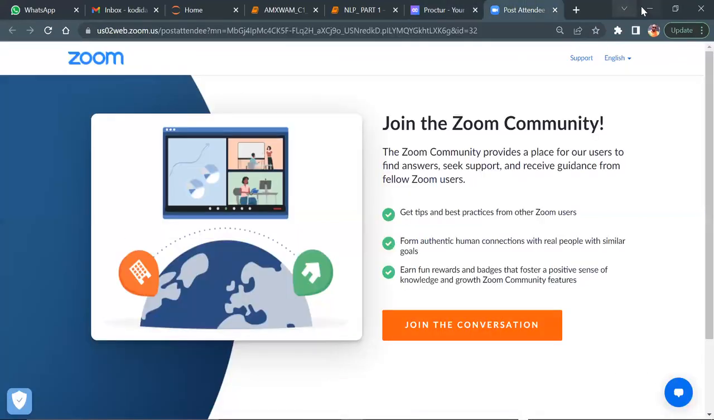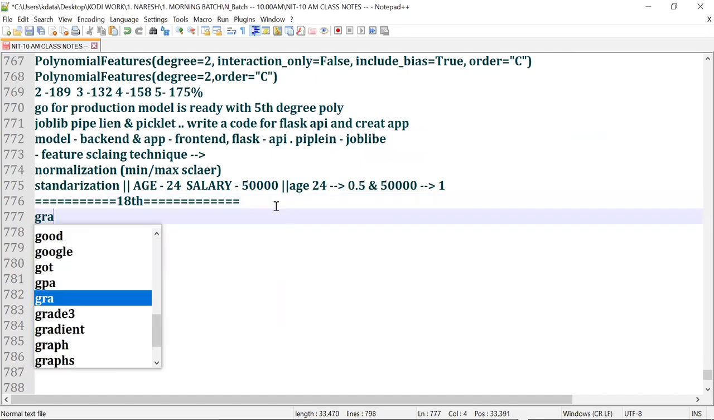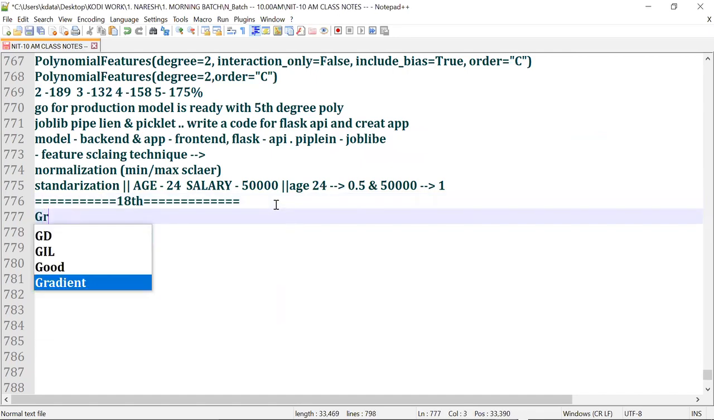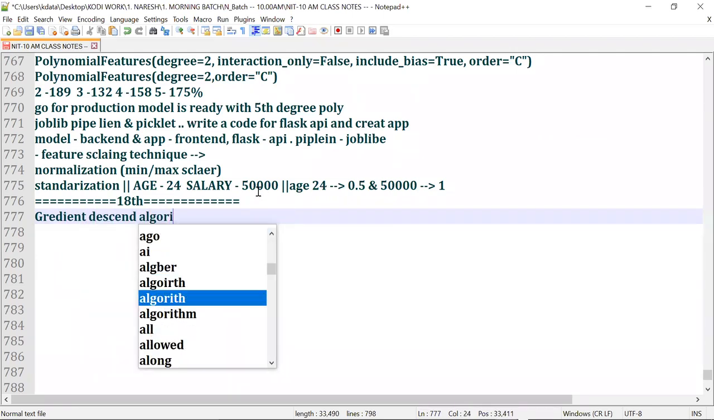So today we're going to start gradient descent, which is the last algorithm of linear regression. Okay, so the gradient descent algorithm.